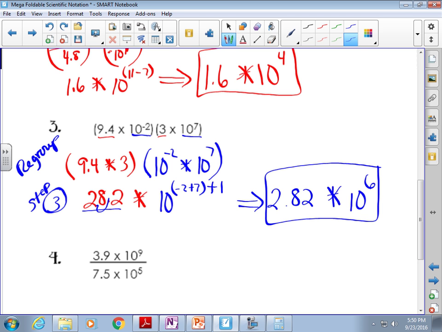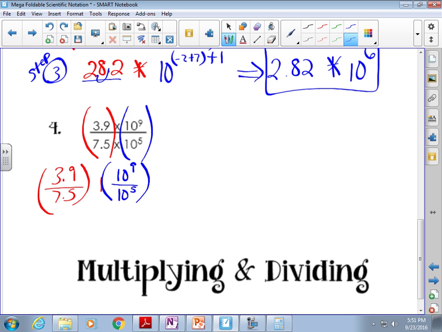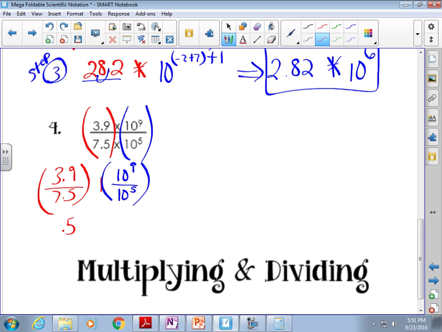All right, last one. Grouping together the things that go together. So I got 3.9 divided by 7.5, and then I got 10 to the 9th over 10 to the 5th. Let's do our calculations. 3.9 divided by 7.5 is 0.52 times, and then I got 10 to the 9th, and this is division, so we're subtracting, minus 5.